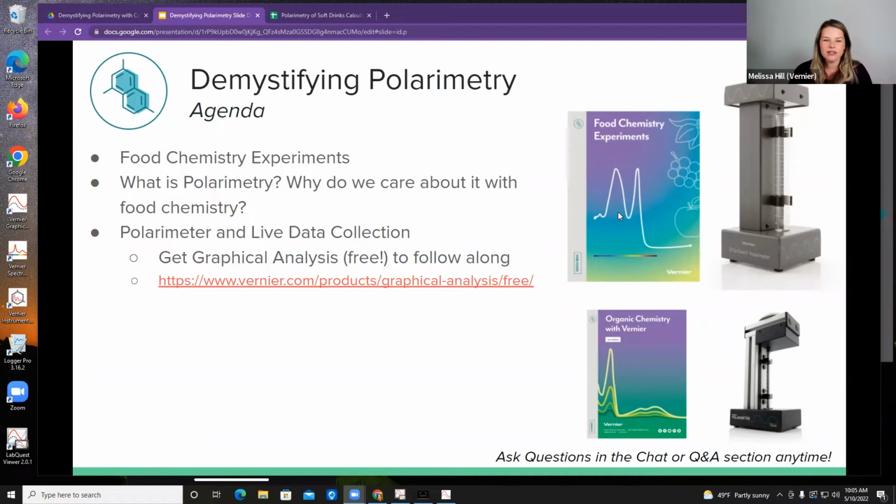So we're going to focus on the polarimeter experiments that are in that book. We're going to talk a little bit about polarimetry and why it is used in food chemistry. In fact, it's used in the food industry really commonly. So a lot of the experiments we're going to talk about are actually done in industry and in the field.